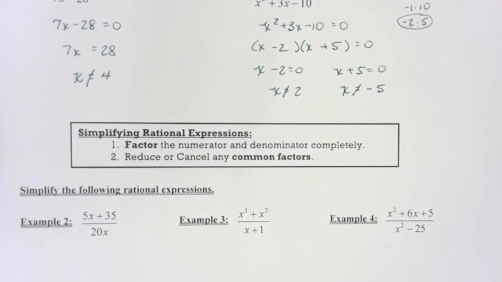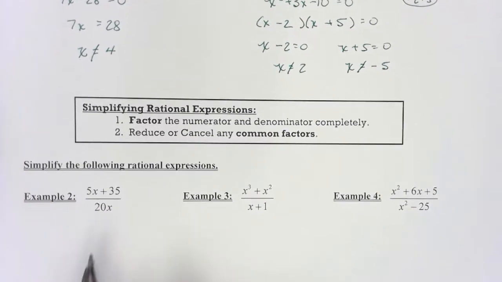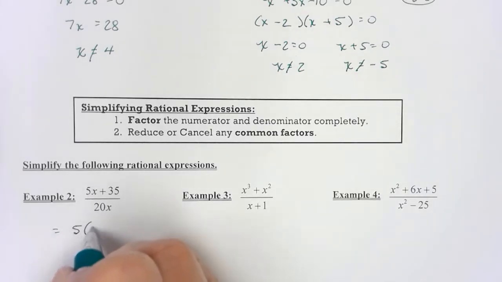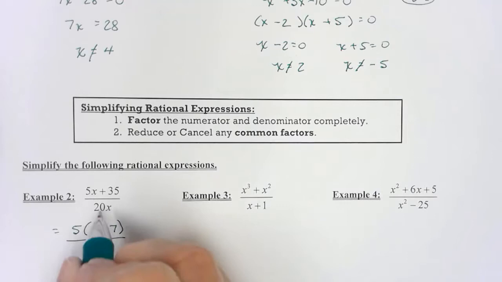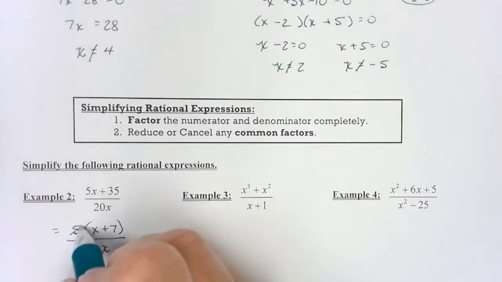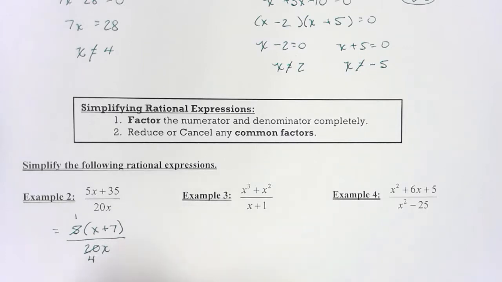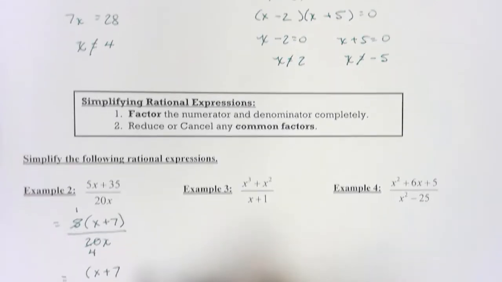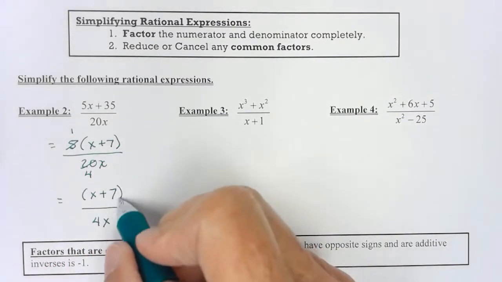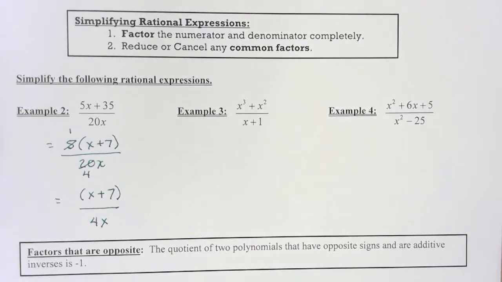Simplifying rational expressions. Factor the numerator and denominator completely. Reduce or cancel any common factors. In this particular problem, I have a binomial up top, and I can factor out a 5. The denominator is a monomial, and monomials are made up of factors. Now, if you will check this fraction out, 5 will go into both top and bottom. And that is all that I can do for that particular problem.